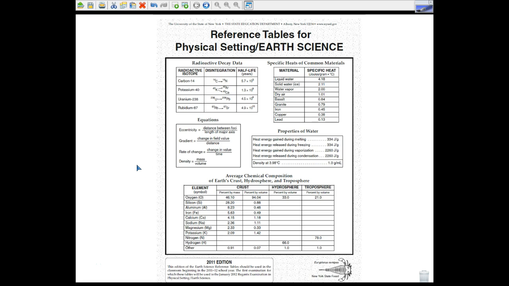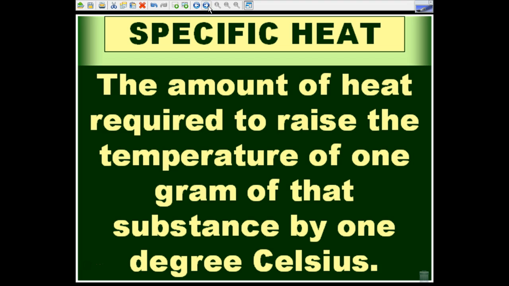Here we go with another screencast, and you should take out your reference table, turn to page 1, Earth Science Reference Table. You're not really turning to page 1 because, well, page 1's the first page. We're going to be talking about specific heat today, and the definition of specific heat is the amount of heat required to raise the temperature of 1 gram of that substance by 1 degree Celsius.